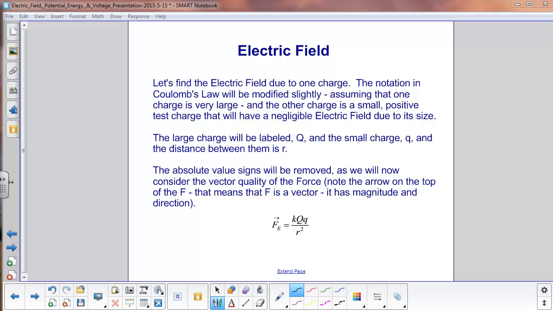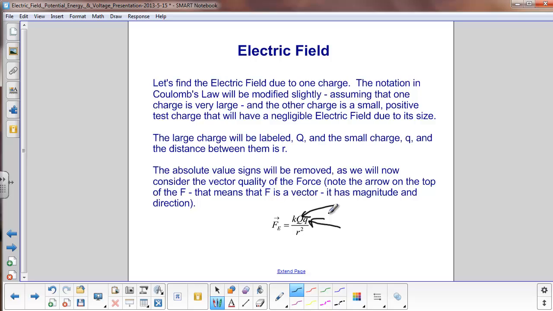First, we'll deal with the electric field due to only one charge. We're going to take Coulomb's law and just change it a little bit. We're going to assume that one charge, this capital Q here, is very large, and that's the charge we're going to try and find the electric field around. We're going to take Coulomb's law and change Q2 to just little q. And this means that little q is very tiny compared to big Q.